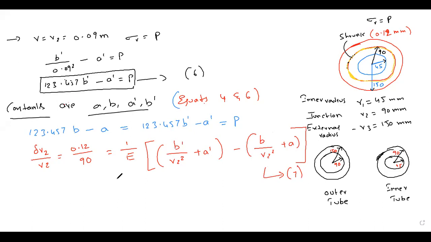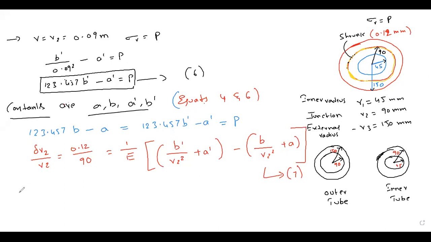Right? So now what we have to do? We have to equate two equations with respect to calculating B first. By that we can calculate the other value, B dash, also. So now I can write these equations. This is the 7th equation.